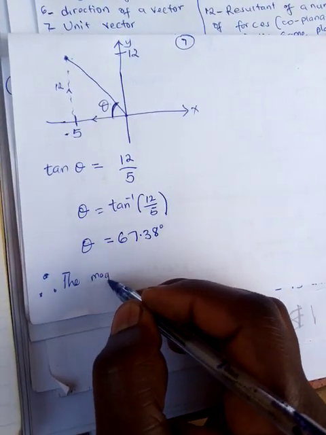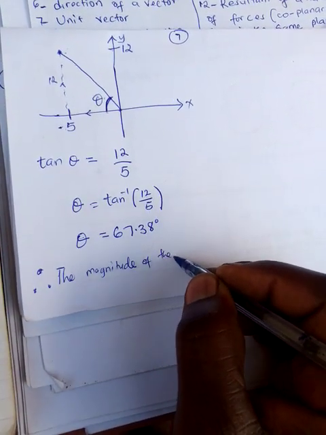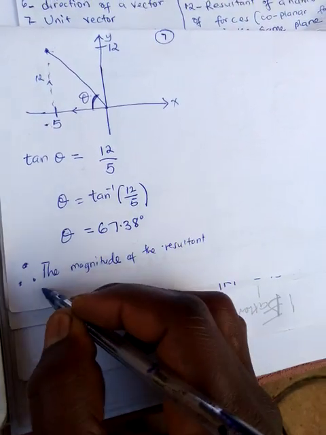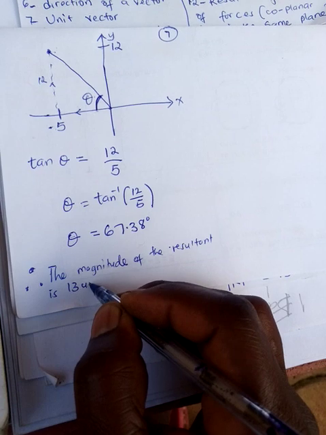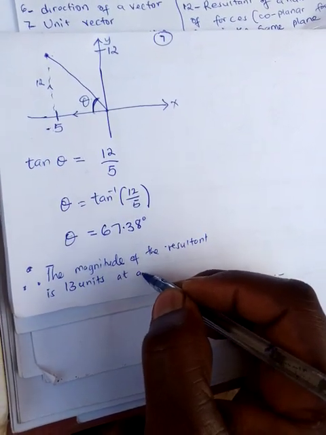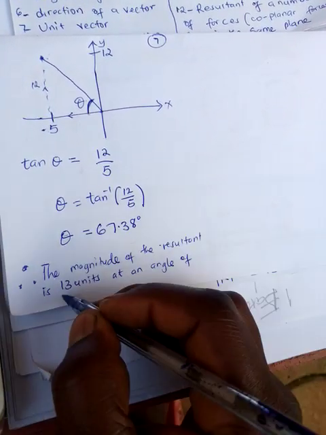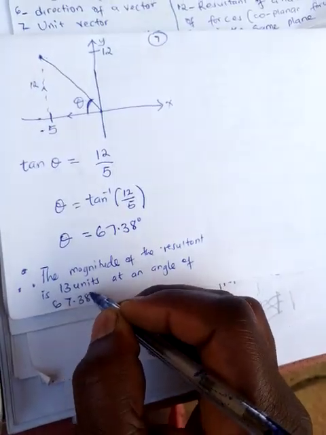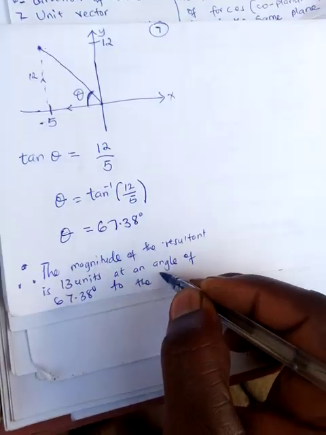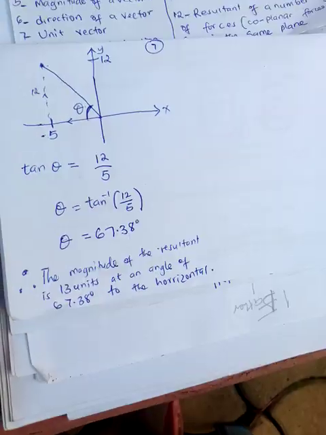And you conclude, you say that the magnitude of the resultant is 13 units at an angle of 67.38 degrees to the horizontal. And that is the end of the question.